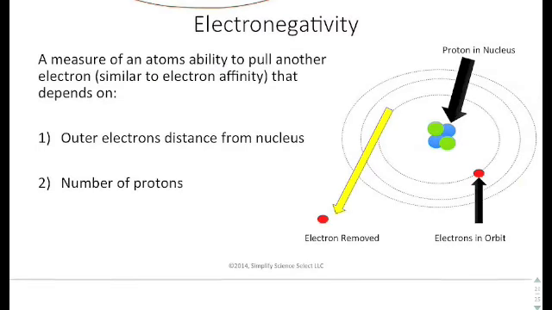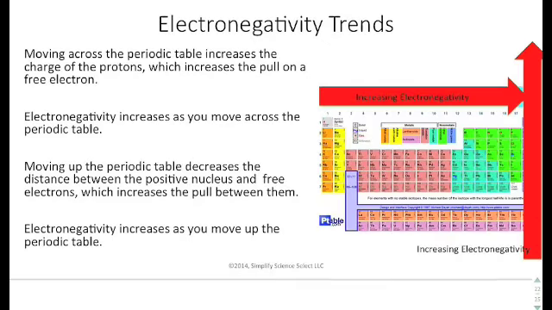Electronegativity is very similar to electron affinity. It's the measure of an atom's ability to pull an electron, but instead of capturing a free electron, it's talking about sharing an electron with another atom. And once again, it depends on Coulomb's law and effective nuclear charge. So we have the electronegativity trend. It is the exact same one as electron affinity. Like I said, the only difference between the two is whether it's capturing a free electron or pulling a shared electron closer to one atom or the other.